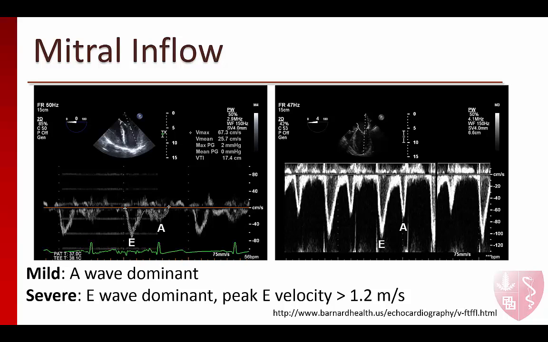In severe MR, as is seen in the right-hand image, the E wave will be large, typically greater than 1.2 meters per second, but some texts say 1.5 meters per second. This is because of the extra volume of blood that must flow antegrade over the valve in diastole. If the A wave is larger than the E wave, which is seen in type 1 diastolic dysfunction termed impaired relaxation, then severe MR can be ruled out.